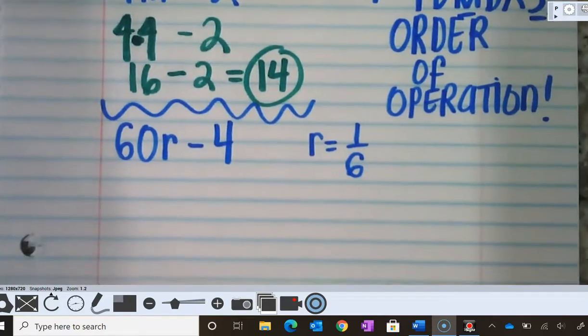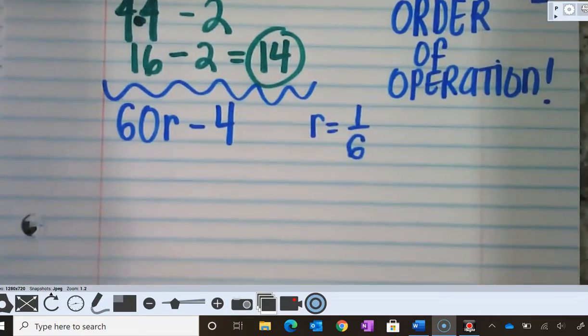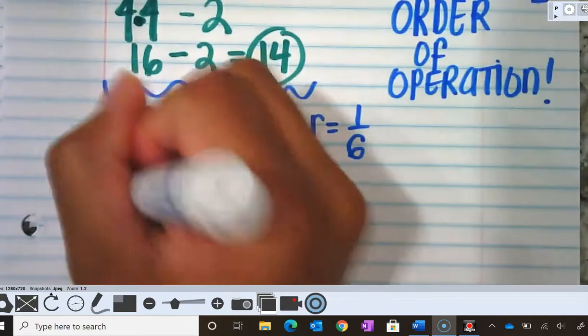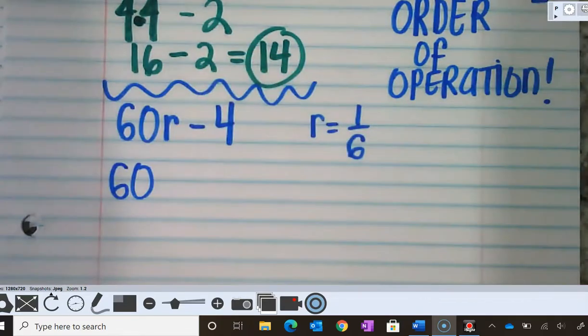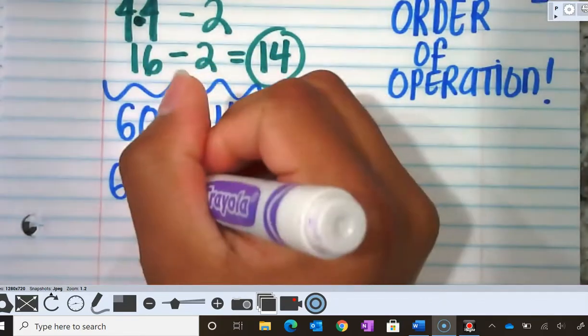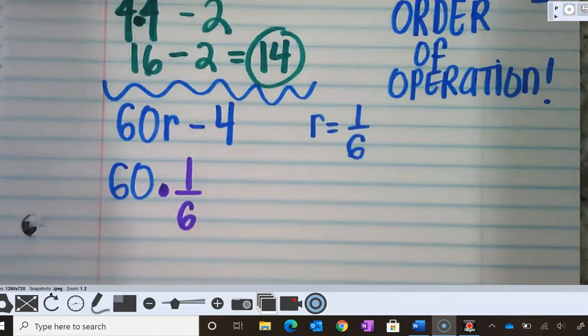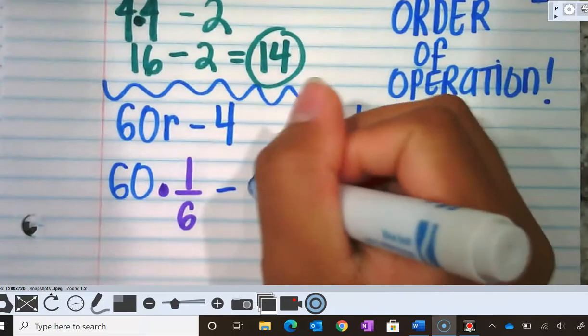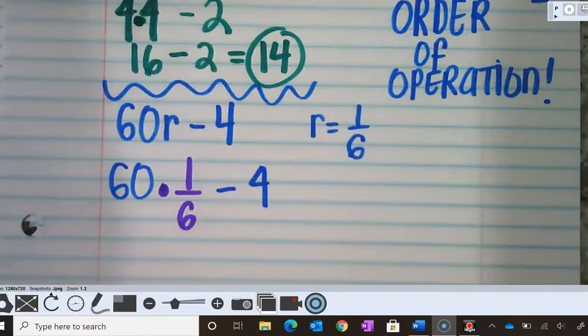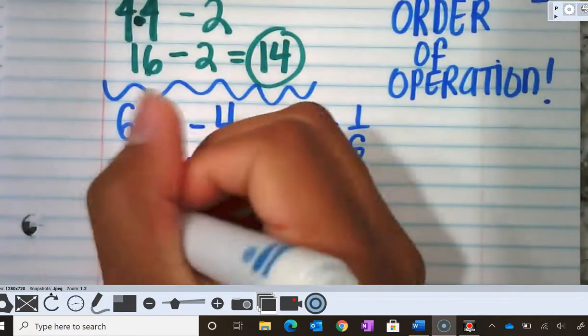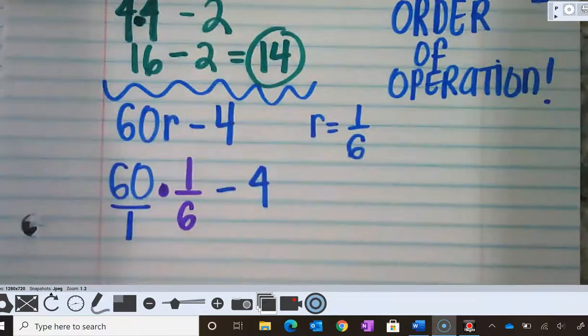So now let's do the same thing with this next problem. 60 times r minus 4. So I'm going to replace this r with 1/6. So times 1/6 minus 4. And I want to rewrite 60 as a fraction since I'm multiplying by a fraction. I'm going to go ahead and put 60 over 1.